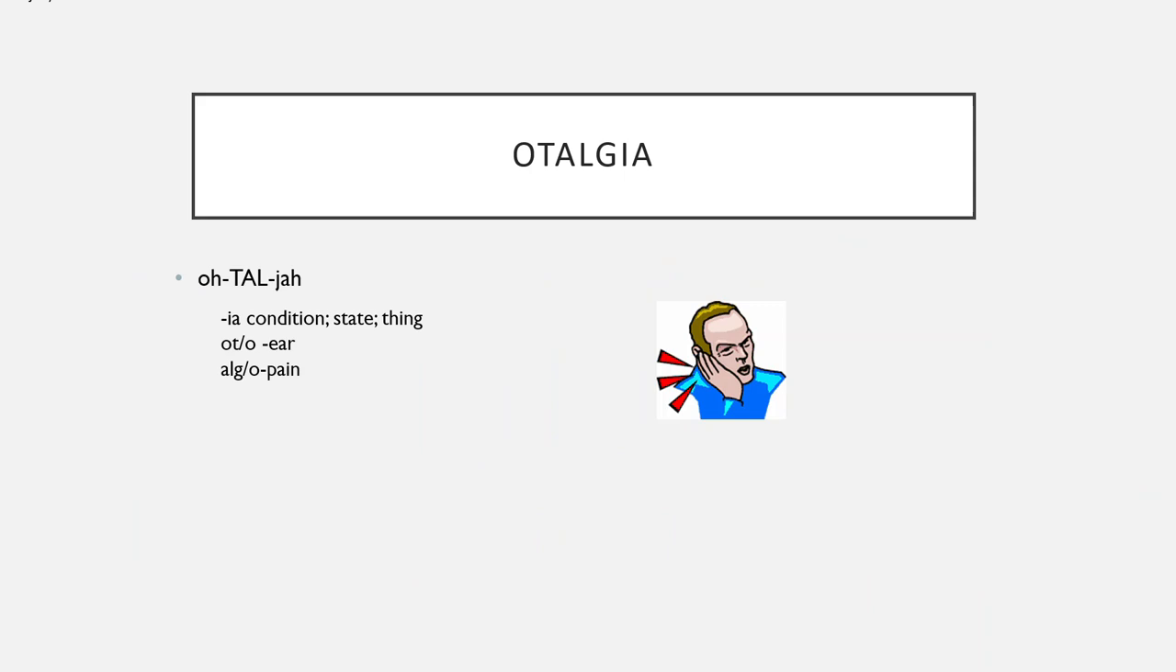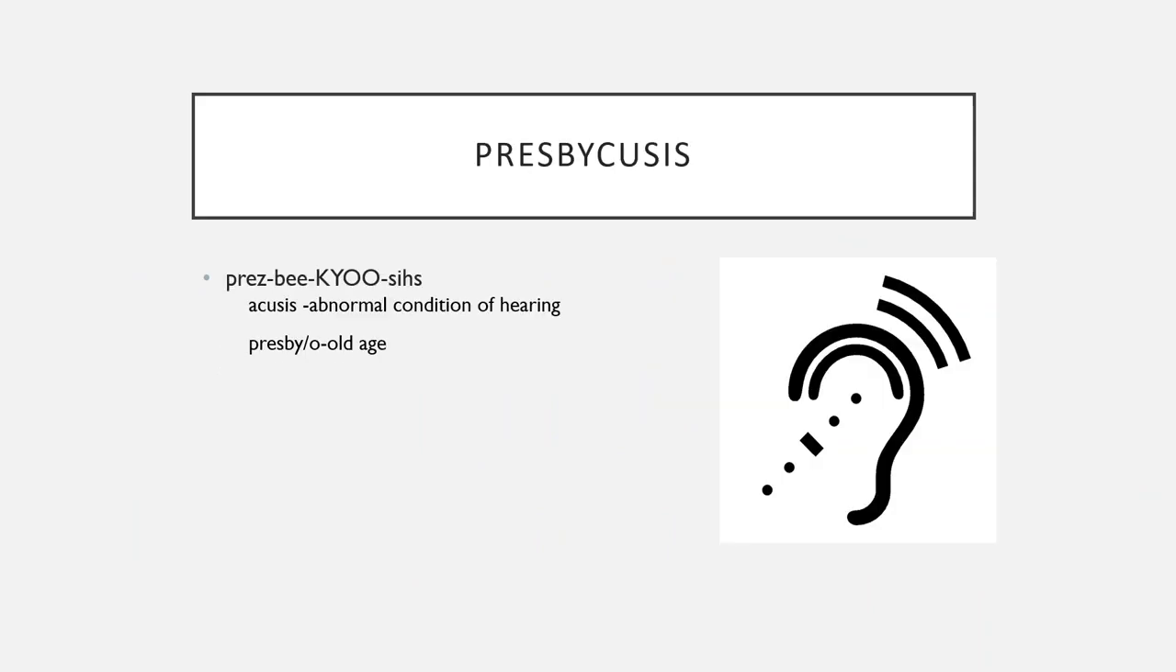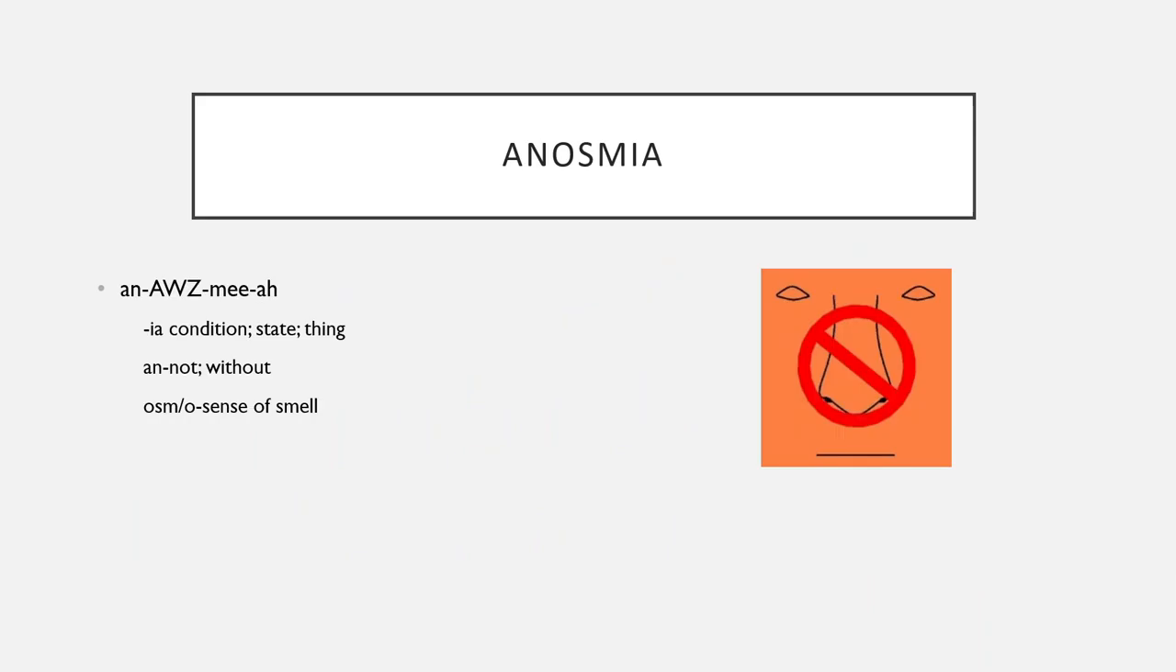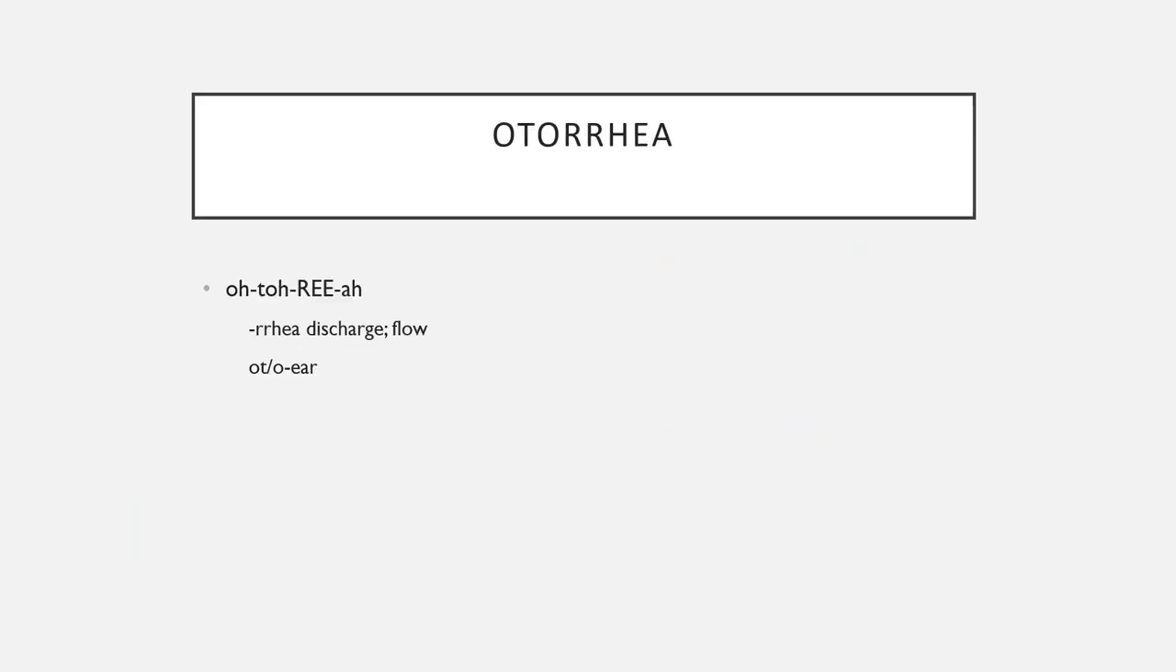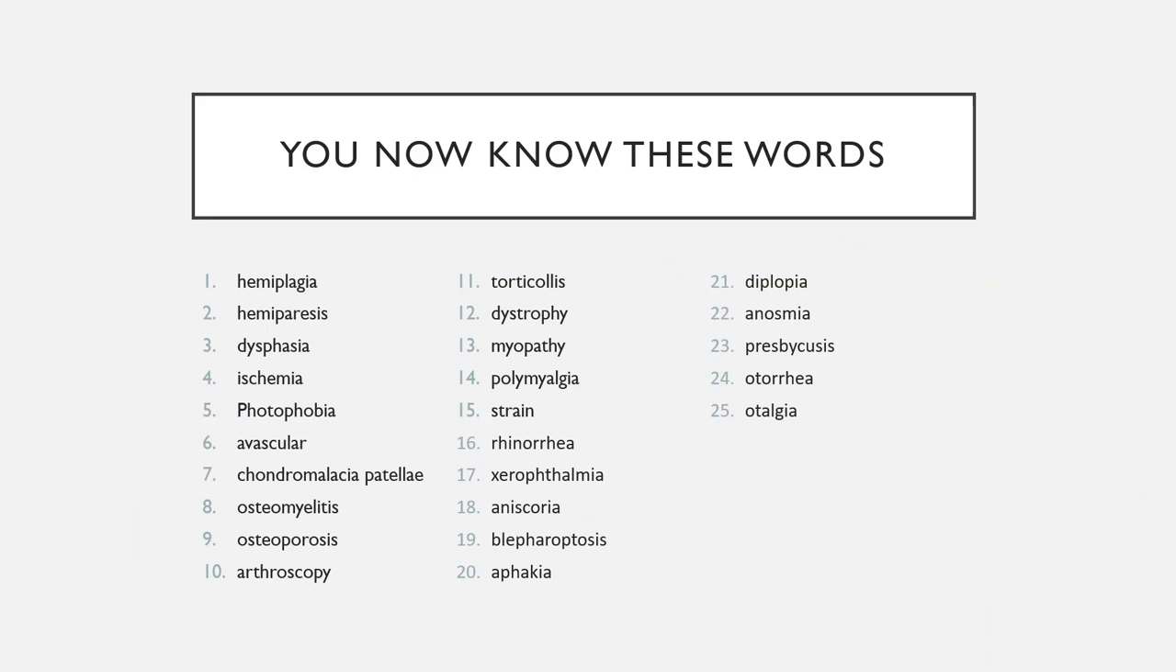Otalgia, ia is condition, oto is ear, alg is pain. It's a condition of pain in the ear or an earache. Somehow, here we are. Otorrhea, it got in the wrong order. Rhea is discharge or flow, and oto is ear. Otorrhea is flow or discharge from the ear.